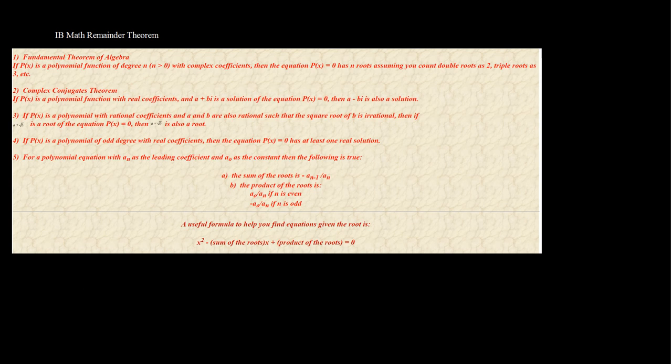So here's the thing. If you have a polynomial with real coefficients, and a plus bi is a solution, then a minus bi is also a solution. So a plus bi is a complex root, then you have the conjugate a minus bi. For example, if 2 plus 3i is a root, then 2 minus 3i is also a root.